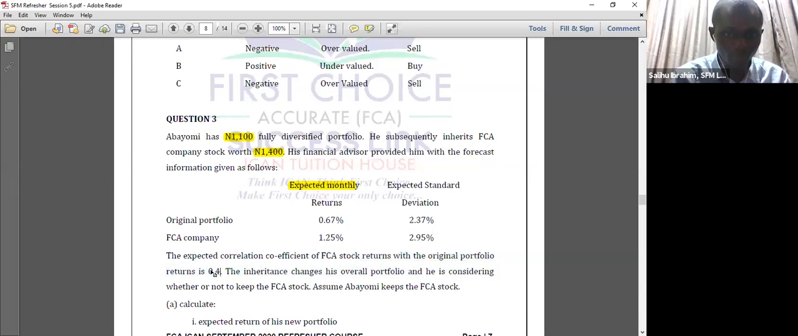These are correlation coefficients. The correlation between FCA stock and the original portfolio, multiplied by standard deviation of the FCA stock, multiplied by standard deviation of the original portfolio, I get my covariance. Do you understand now? As simple as that. That's why I said, even though the question seems technical, the principle is quite simple.